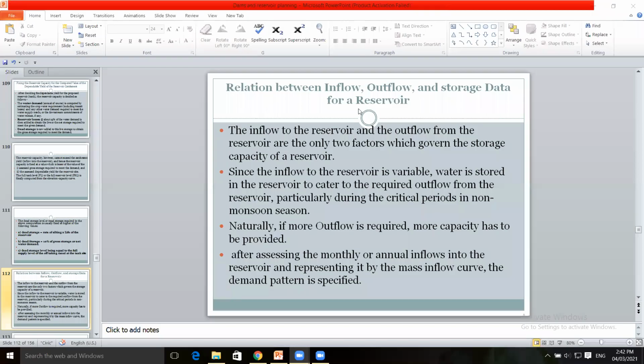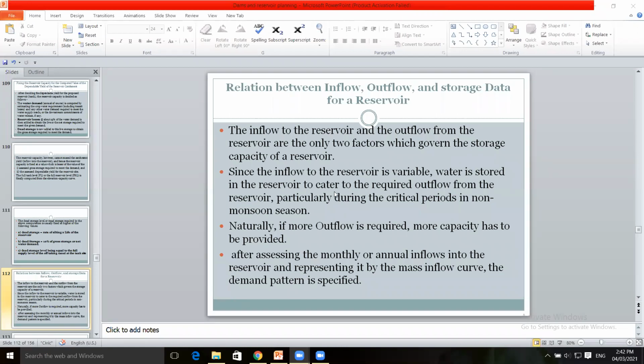The relation between inflow, outflow and storage data for a reservoir. So what is inflow and outflow? Inflow to the reservoir and outflow from the reservoir. Based on that we will decide the storage capacity of the reservoir. How to determine the storage capacity? That is determined by knowing the inflow in the reservoir and outflow from the reservoir.